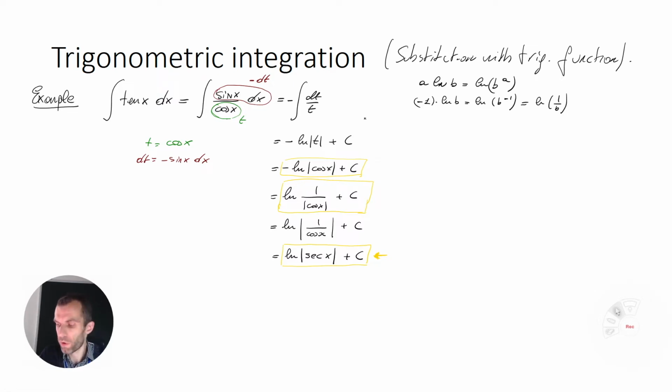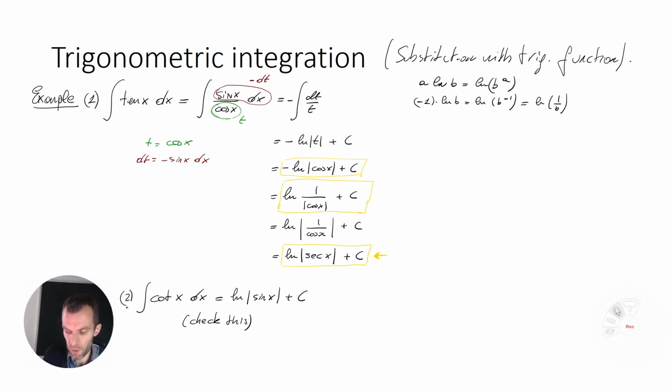So there are a couple more trigonometric integrals that you can tackle like this. So you can also look at the integral of cotangent of x dx, and that will give you the ln of absolute value of sine of x plus a constant. So I'll let you do that yourself. And for that you'll have to make the substitution t is sine of x. And then a few more. So this was 1, 2.